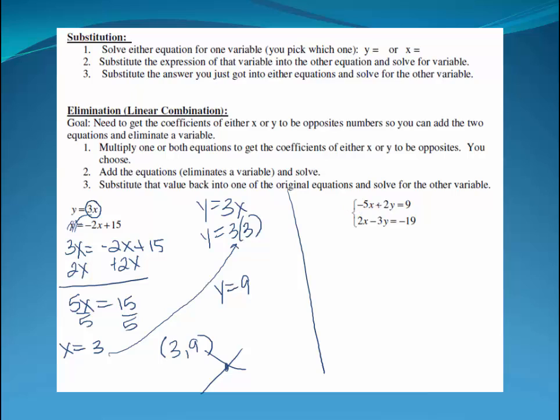So let's just take a look at this top one right here. So let's say that I want this to be multiplied by 2, and I want this to be multiplied by 5. Before I go through and double check, let's look at this. 2 times -5 would give me -10, and then 5 times 2 would give me 10, so those would be opposites already. So I get -10x plus 4y is equal to 18. And then if I multiply everything down here by 5, I'm going to get positive 10x, negative 15y, and then I'm going to get negative 95. Once they're set up properly, you're going to add straight up and down, and that will eliminate an entire variable.